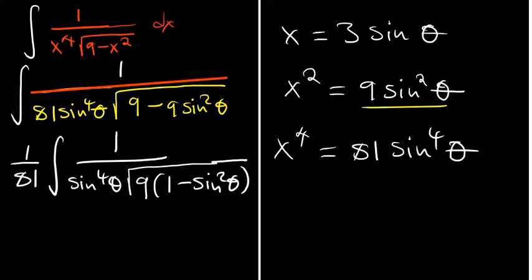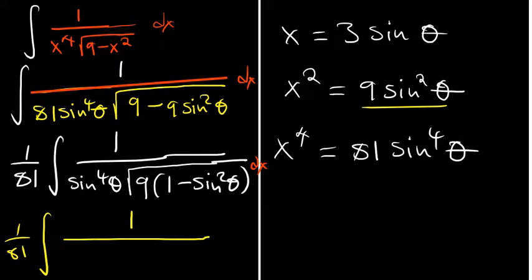right? So don't forget there's dx at the end. And then on the next stage, 1 over 81, the integral of 1 over, so we have sine 4 theta. So we can find the square root of 9. Square root of 9 is just going to be a 3. So a 3 can move out of a square root. And then we remain with a square root of what?